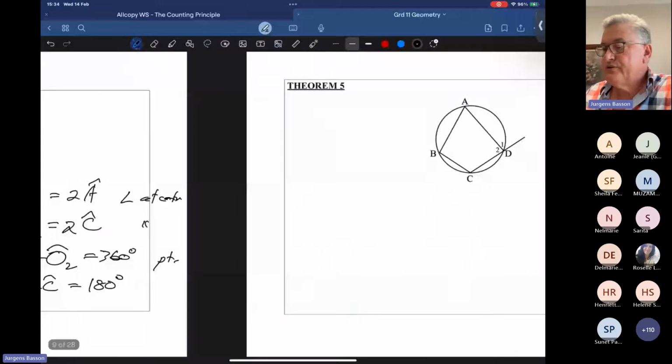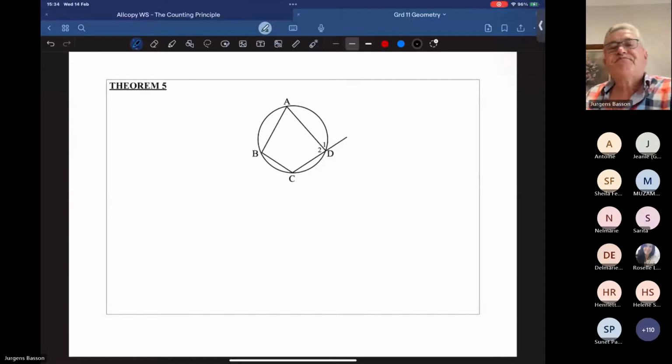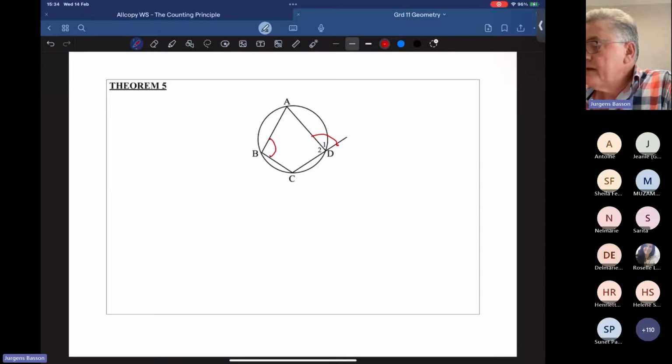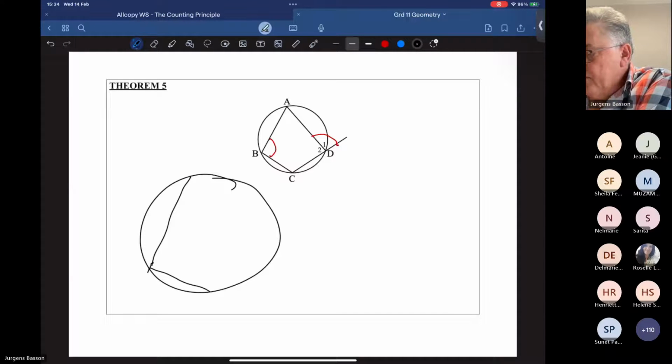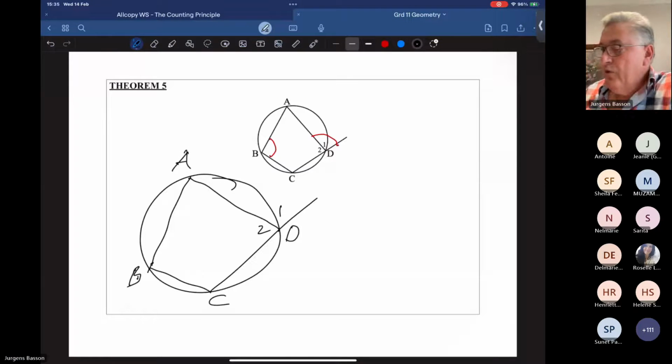All right, let's go to the next one, the second theorem on cyclic quad, and this one says the exterior angle is equal to the opposite interior. We want to prove this angle equal to that one. That is what we would like to do. Now, to do that, let me make the drawing a little bit bigger. All right, same drawing. We want to prove that D1 is equal to B.